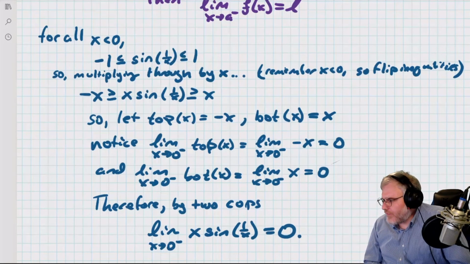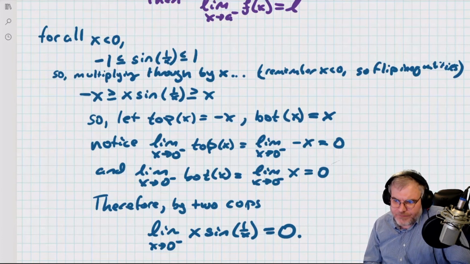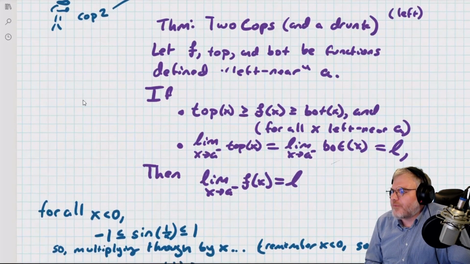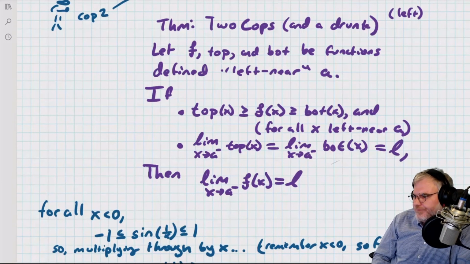Okay. How do we feel about that, 1 to 5? I know I'm 3 minutes over. So here's the statement of 2 cops and a drunk. And I will be going over this again and again and again, because it's one of our key theorems. Let me see if the graphic's up. Nope. Yep, there it is.